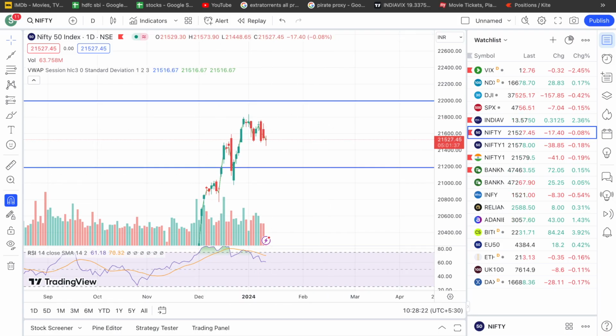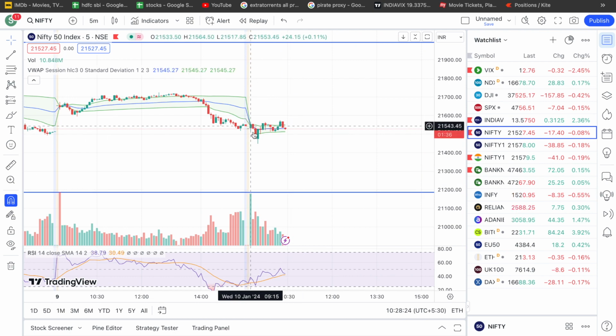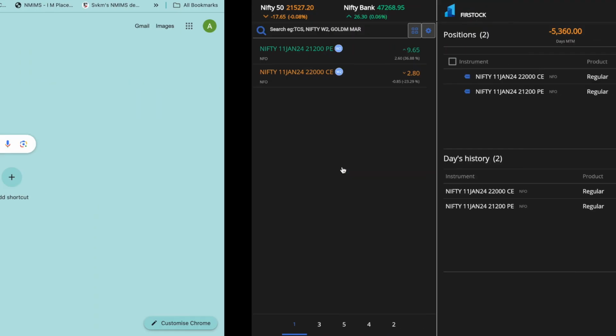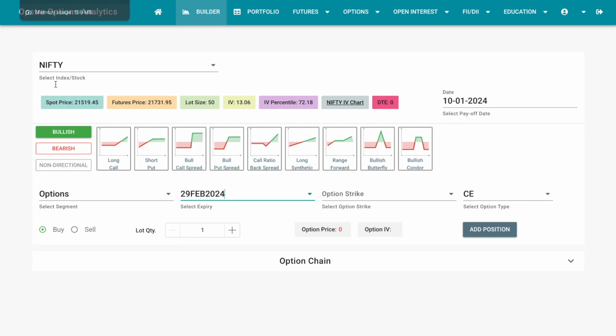After the market opened, it was trying to go downwards, but then it came back to normalcy, and unfortunately we incurred a 4,000 loss. We had to let go of it, but no worries. We'll deploy another strategy. Today is Wednesday, 10th of January, 10:28 a.m. We'll check out the strategy for February, what all we can do for February. So let's go into the options.